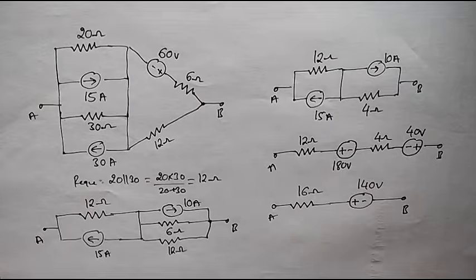This is how source transformation and source shifting can be applied to a complex network to reduce it into a simpler network. In my next lecture, I will discuss star delta and delta star conversions. Thank you.